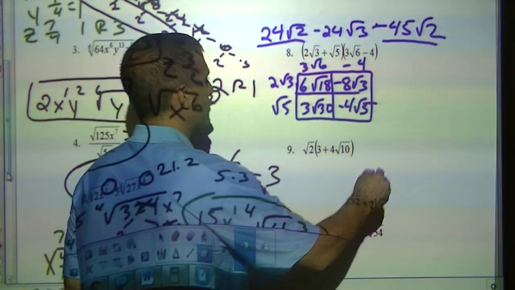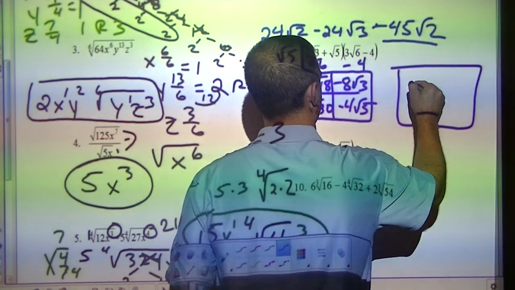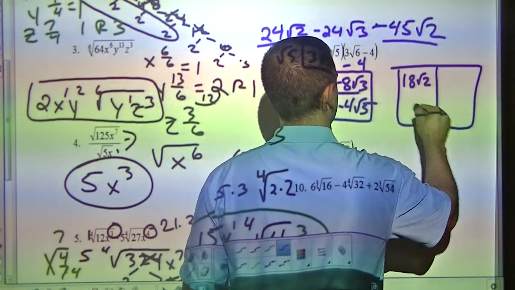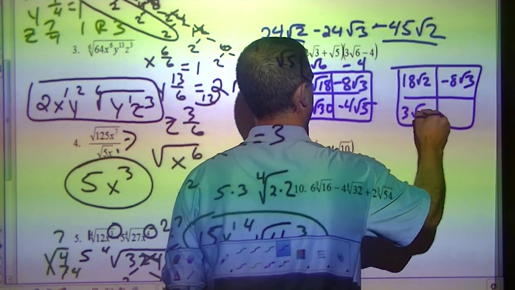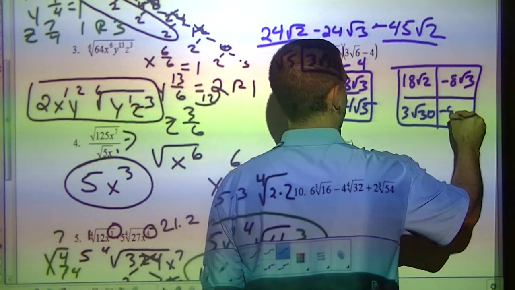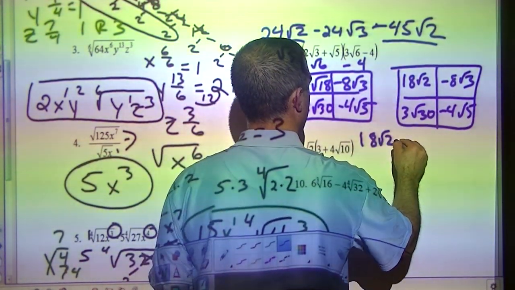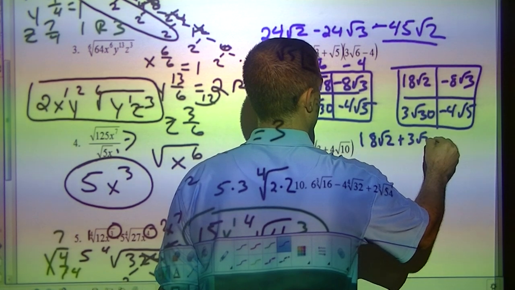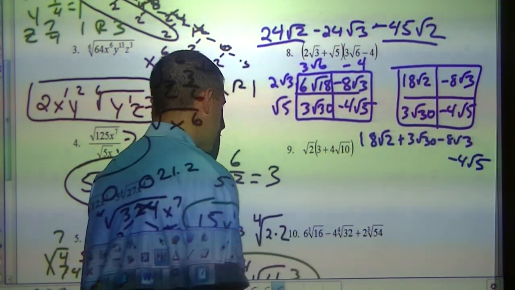Okay. So if I draw a new box, these were the results. 3 square root of 30, negative 4 square root of 5. Nothing combines here. So I got 18 square root of 2 plus 3 square root of 30 minus 8 square root of 3 minus 4 square root of 5. So you just have to have those reduced.